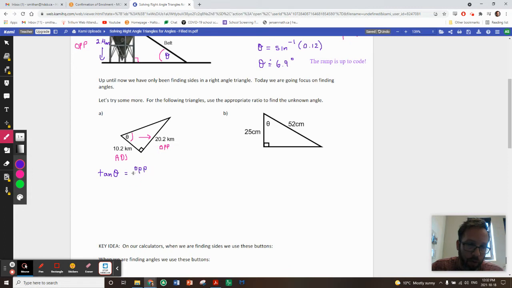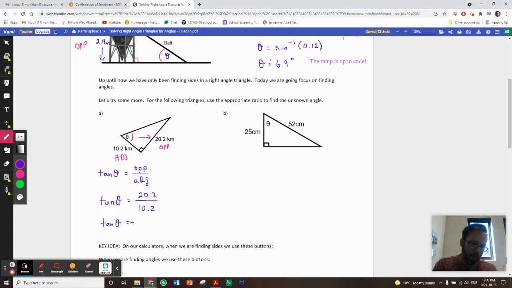You can write down the ratio if you wish, or you can just go right to plugging in. So the tan of our angle is equal to opposite 20.2 over 10.2. I'm going to show you a lot of steps with this one and then kind of show you in the next example what I consider to be the minimal amount of steps.